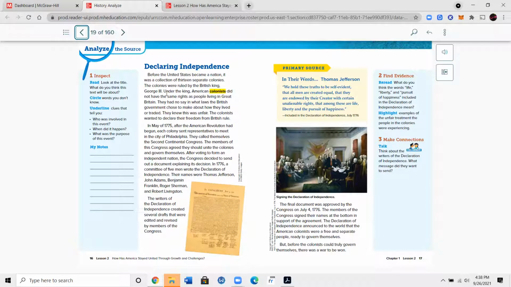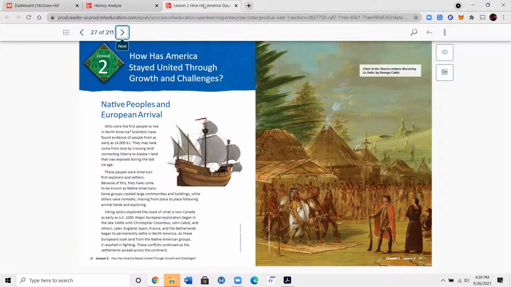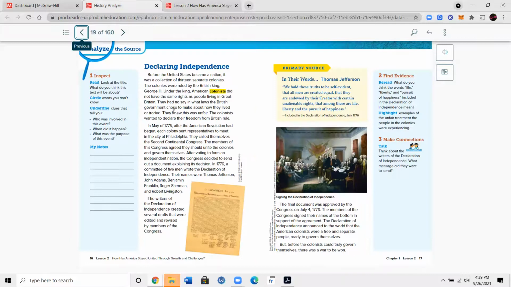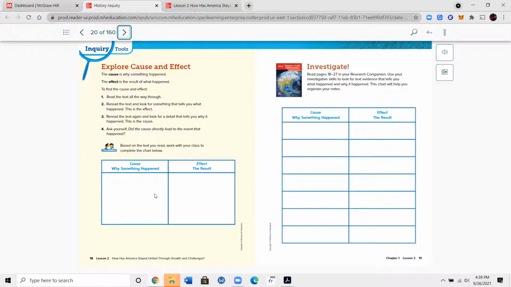So you can talk over here about how, because they had no right to make decisions about how they live, they had no say in British laws, it caused them to want to govern themselves. Because they wanted to govern themselves, they decided that they needed a document to write out expressing what the rights and responsibilities are of people. And that's how they came to writing the Declaration of Independence. You can pull several causes and effects from the reading on the previous page.